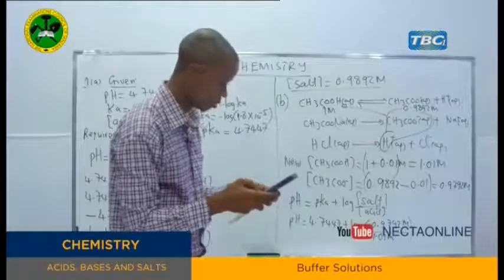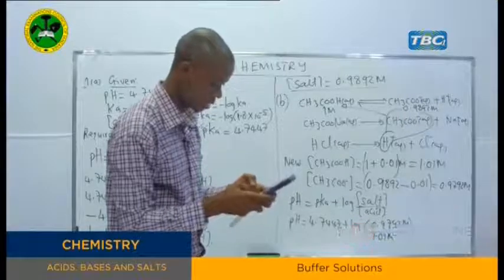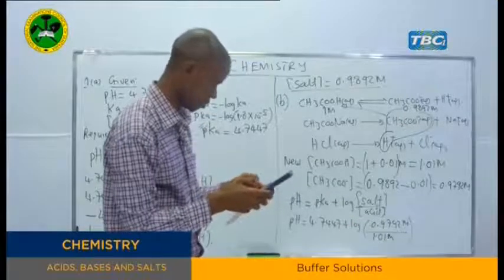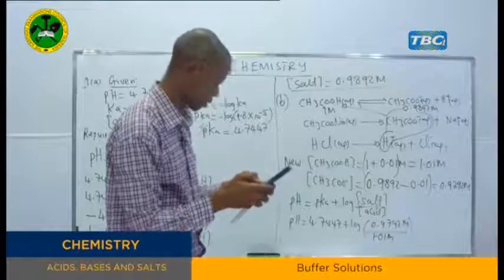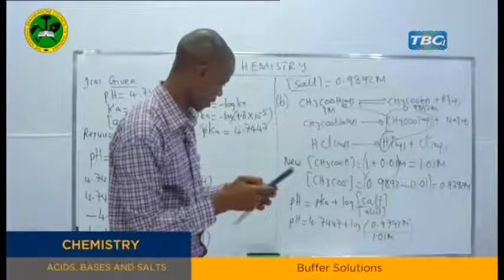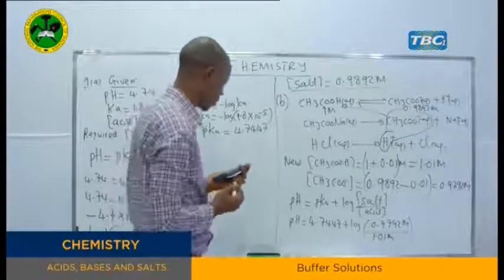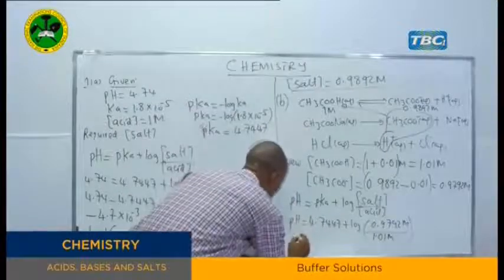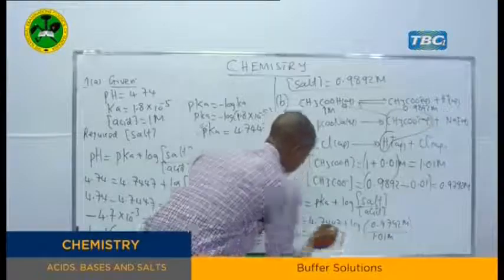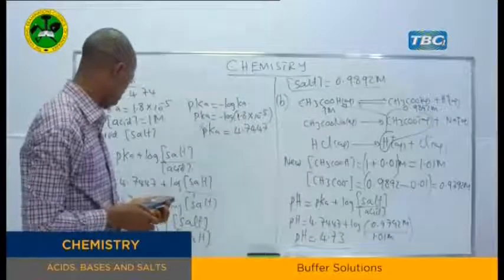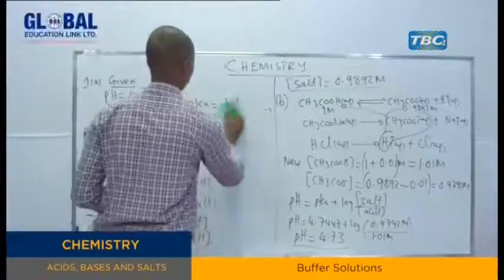Divided by 1.01, logarithm of the answer. Now you take 4.7447 plus the answer. Here we are going to get the pH of this solution. The new pH will be equal to 4.73. This is the new pH of the solution. So as you can see there, it is very simple for you to do those calculations.